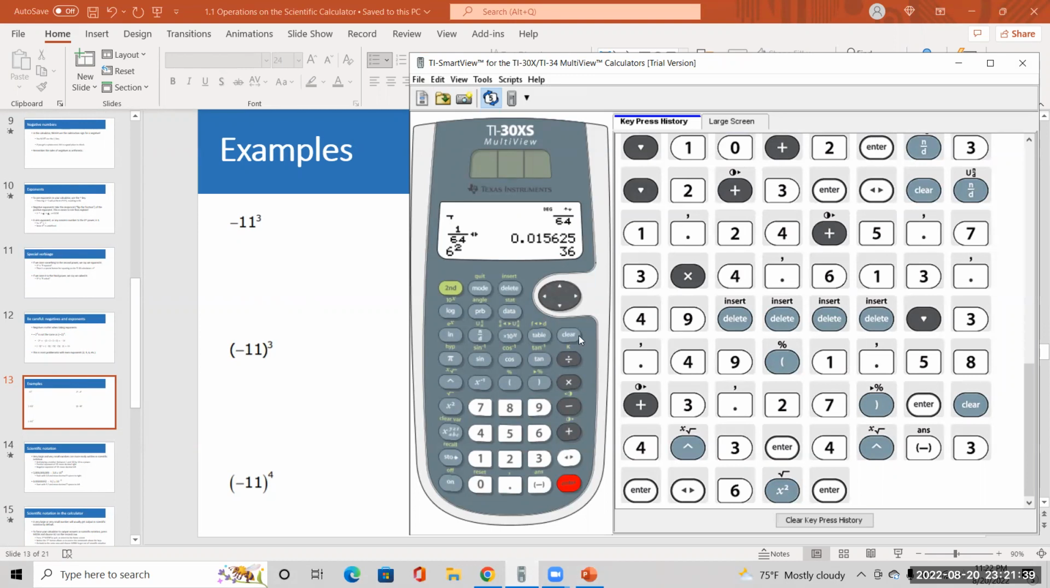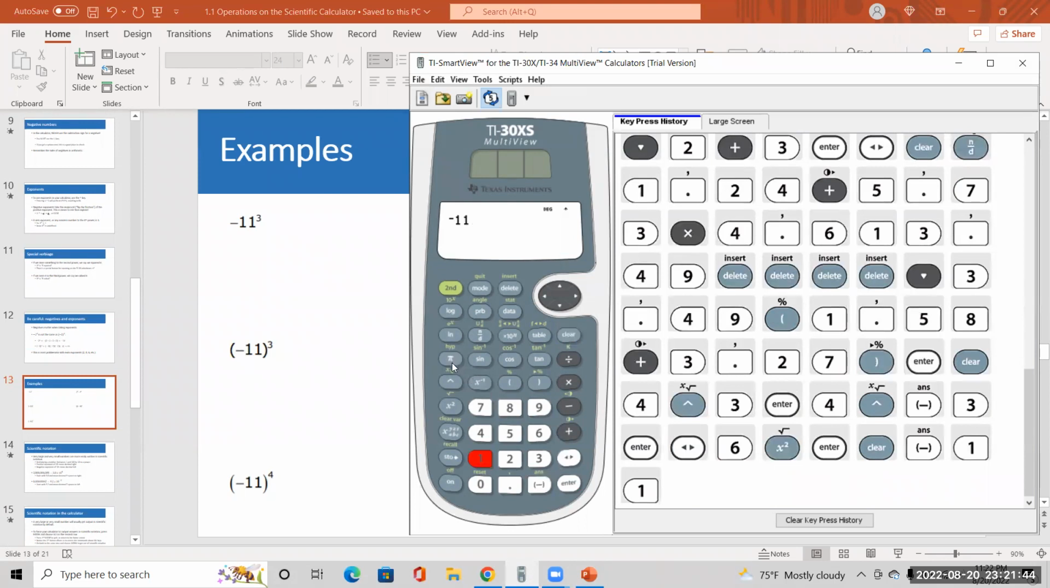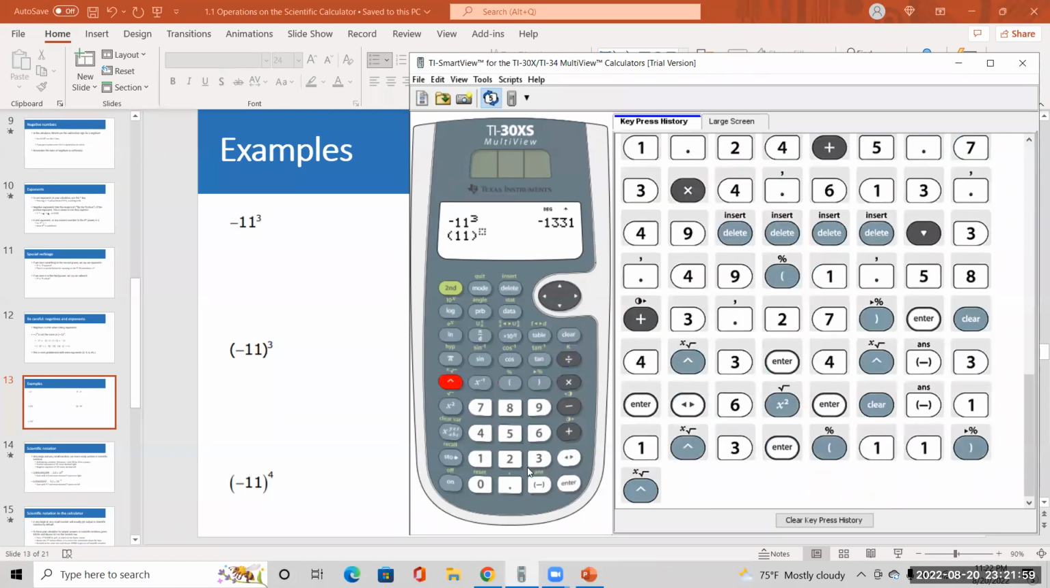If we just have -11 to the 3rd like this, just simply type it, -11 caret 3 is going to give us -1331. Now, if we have parentheses, -11 to the 3rd, that's my negative with this horrible keyboard. I'm going to tell it to insert.